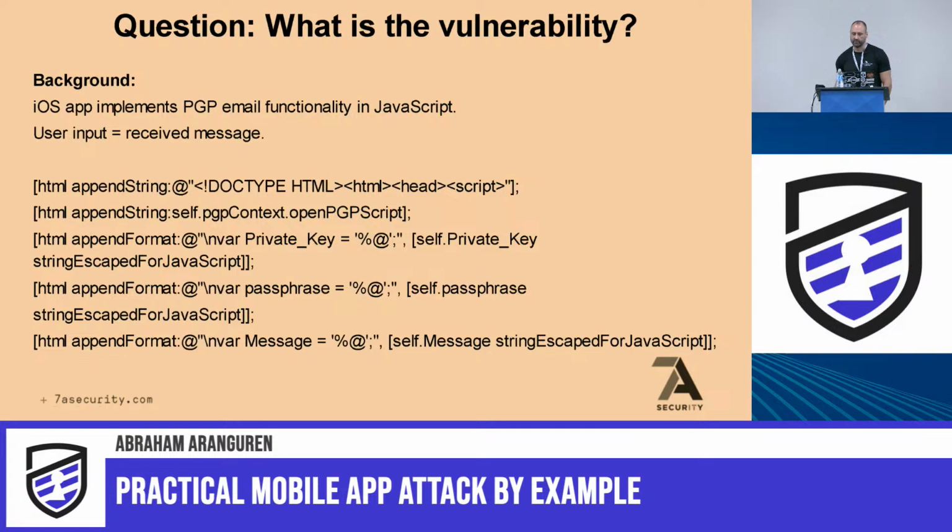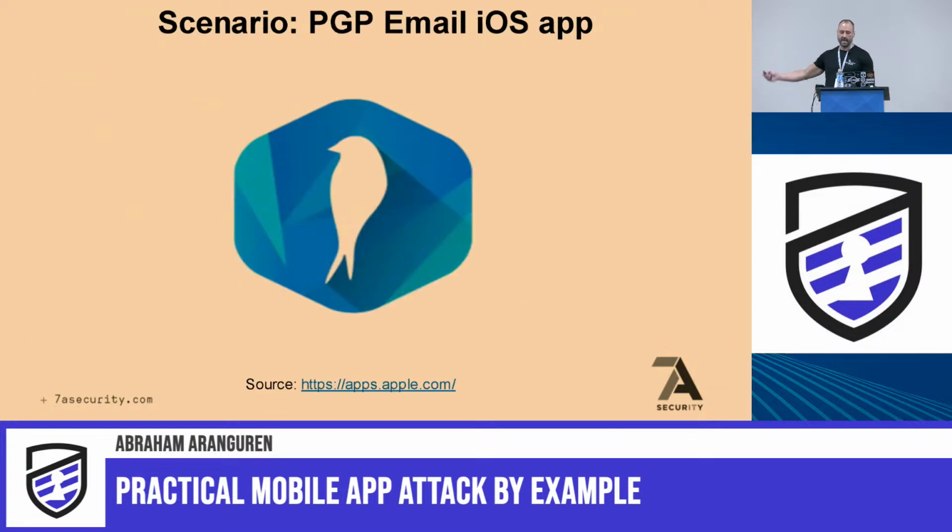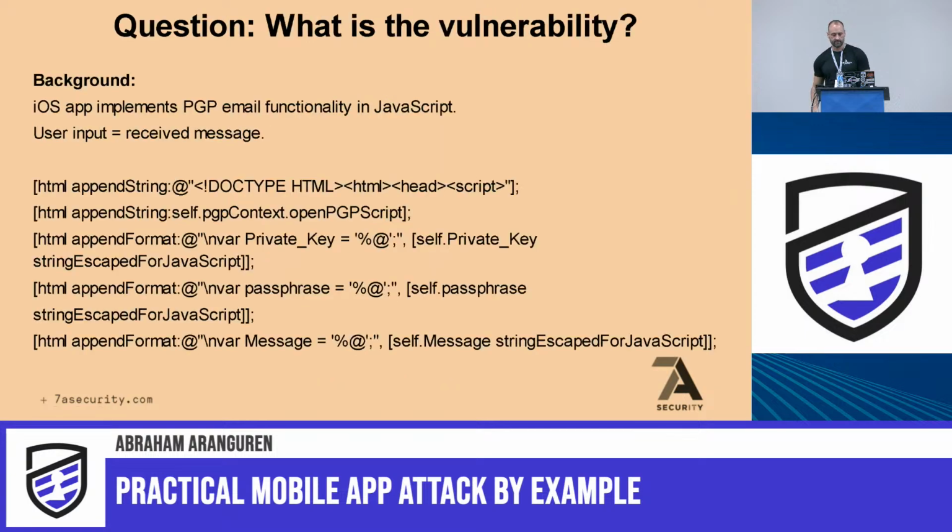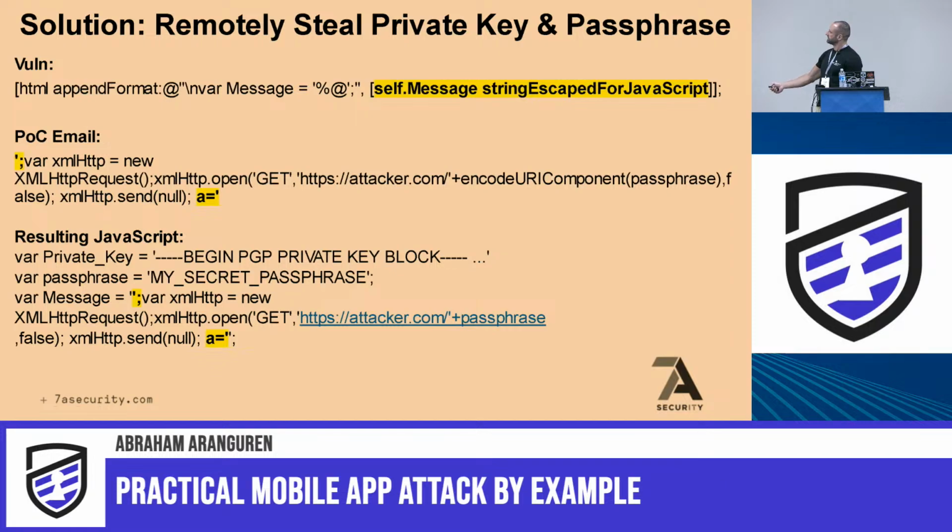Now, another interesting vulnerability also related to mobile apps. This was a mobile app doing PGP for iOS. Can anybody see the problem with this? Hint, string concatenation. So it's an email app, it's doing PGP, and what does PGP do? It encrypts emails, right? So what is user input? The text of the email, right? So the text of the email is here, right? So the message, it said string escape for JavaScript, but it wasn't really escaped. So this is the vulnerability, right?